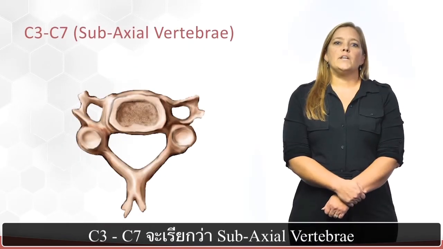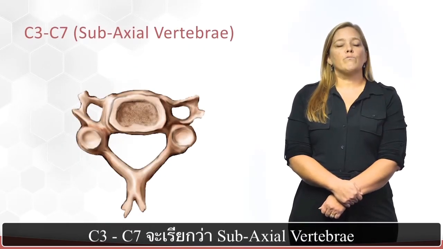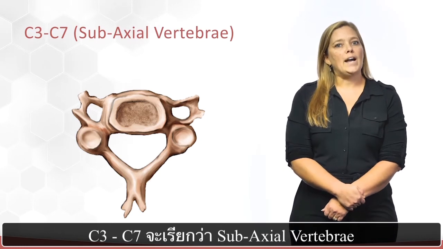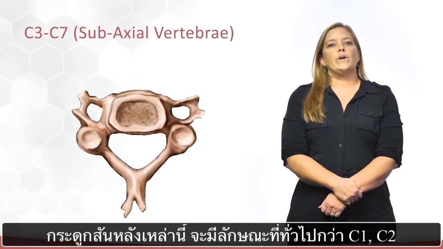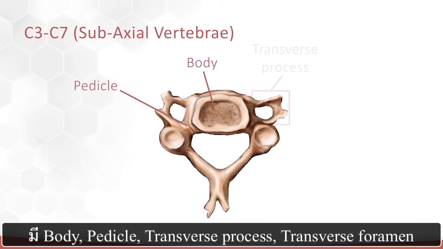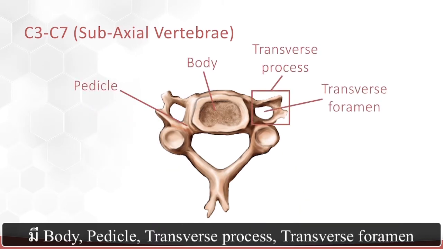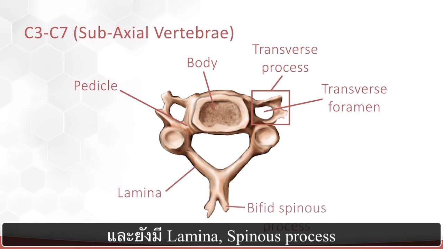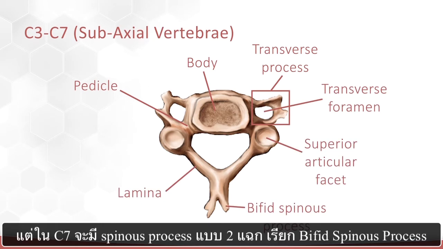As previously mentioned, cervical vertebrae C3 through C7 are referred to as subaxial vertebrae. These vertebrae are more typical than C1 and C2, having a body, pedicles, transverse processes containing a transverse foramen, lamina, spinous processes, and facet joints. They share many of the same anatomical characteristics, with a few exceptions at C7.